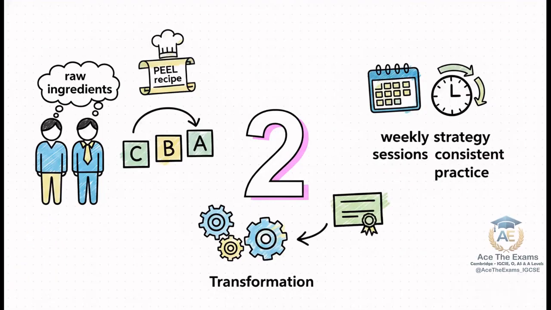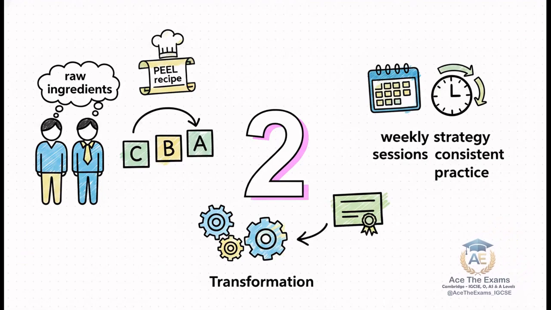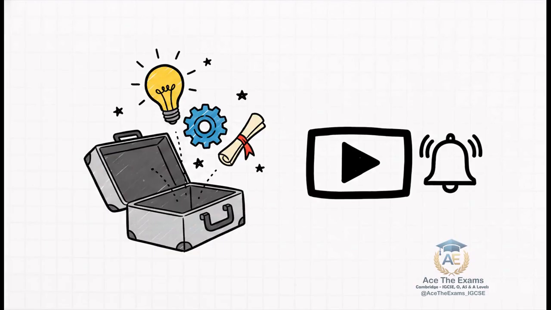Students who implement these physics strategies see an average improvement of 2 grade boundaries, but only if they practice consistently with our weekly videos. That is the difference between a C and an A, just by changing how you structure your thoughts.